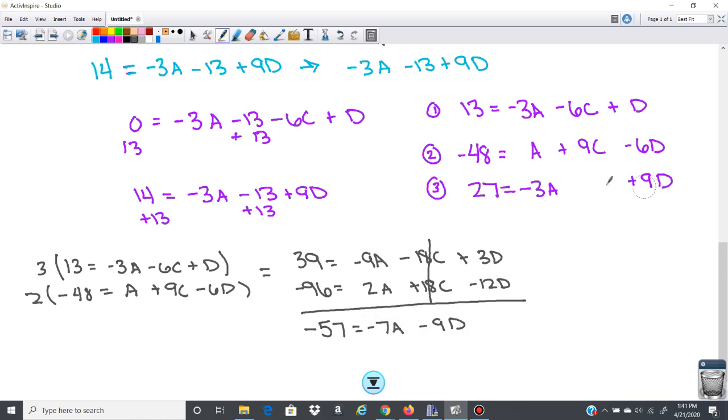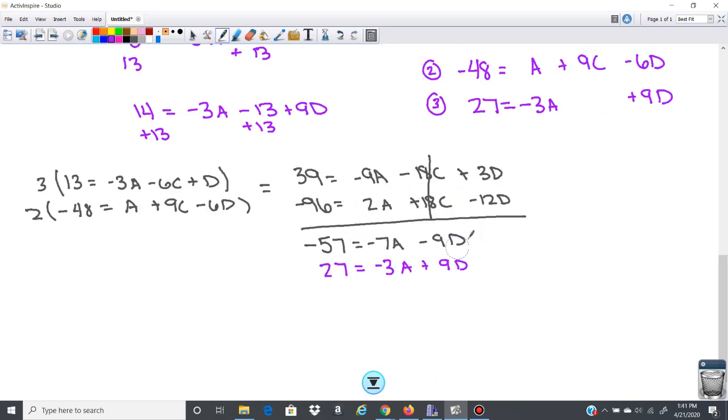Okay, so now I'm going to take these two equations and add them together. So I'm going to take equation 3 and bring it down here. So 27 equals negative 3a plus 9d. Oh, that's nice. I don't have to actually do anything there. My d's are going to eliminate. So if I add these together, negative 57 plus 27 gives us a negative 30. And this will give us a negative 10a. Then we divide by negative 10, and we get positive 3 for a.